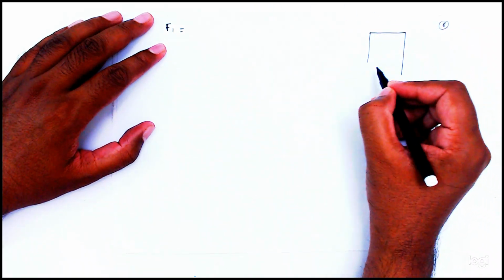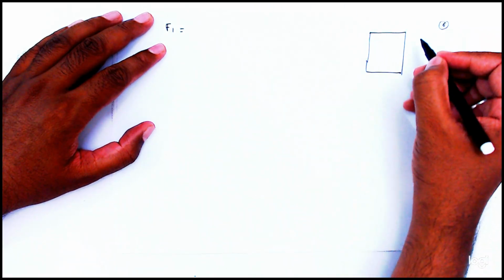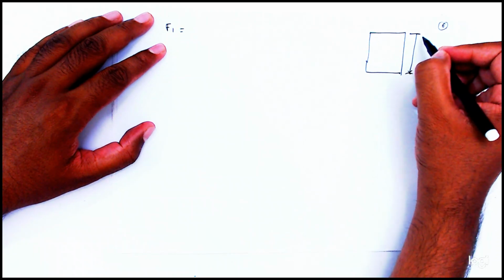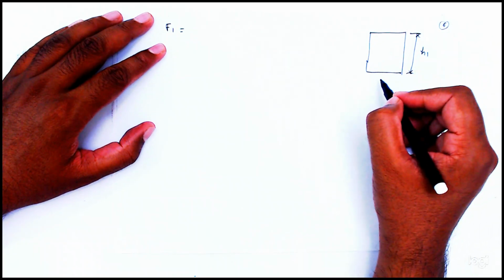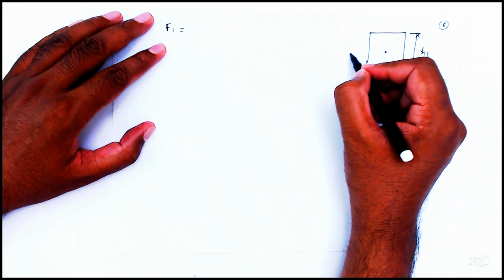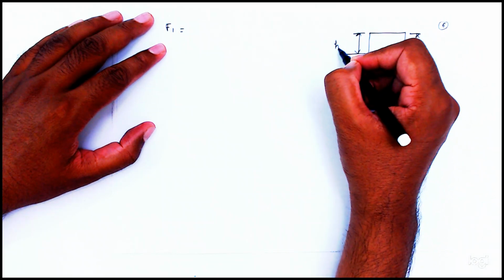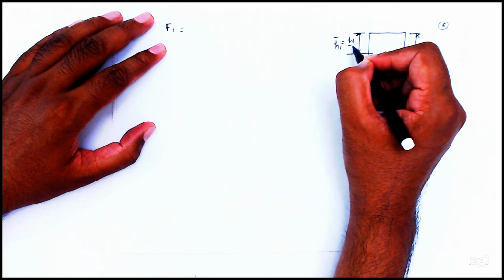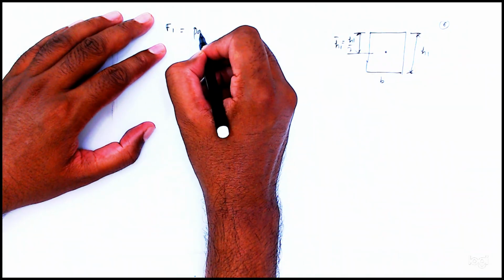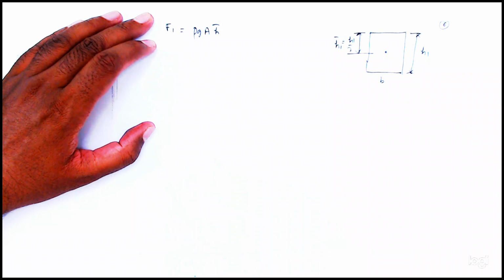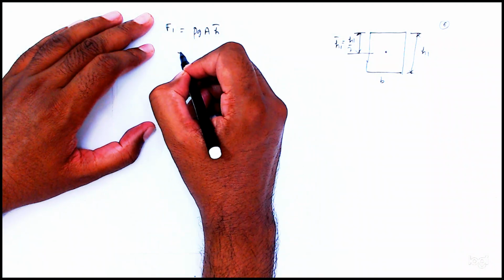One more time I will explain. If the left face here, this is h1 bar, this is b, this is the center point. So h1 bar is equal to what? This is the h1, so h1 bar is equal to h1 by 2. So rho g A h bar is the static pressure.